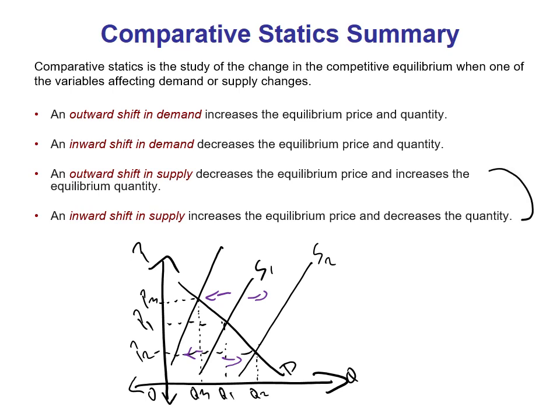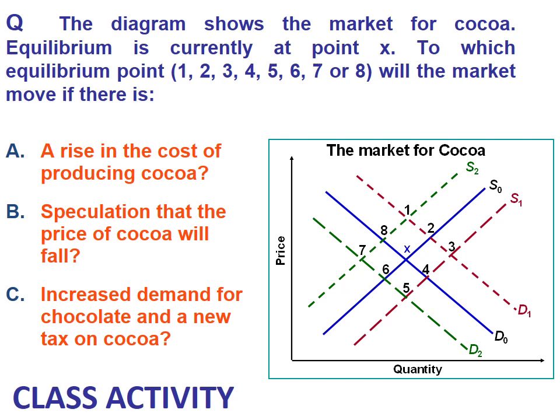So here we have this too. All right, first we've had the outward shift in supply, this one, which increased our equilibrium quantity but decreased our equilibrium price. And then we saw the inward shift in supply increase the equilibrium price and decrease the quantity. So that's all.